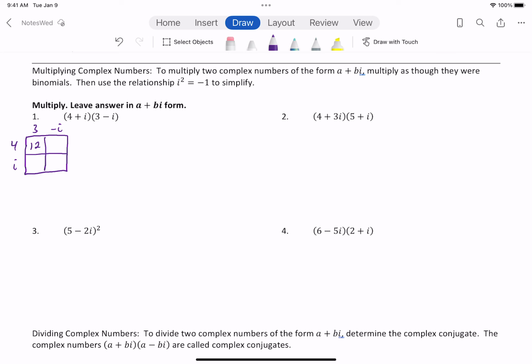3 times 4 gives me 12. 4 times negative i is negative 4i. We have 3 times i, and i times negative i is negative i squared. So I'm going to bring the terms that I got from the box. So just like when we do polynomials or radicals, those two terms in the middle are going to be like. So we can say negative 4i plus 3i just leaves me with negative 1i.